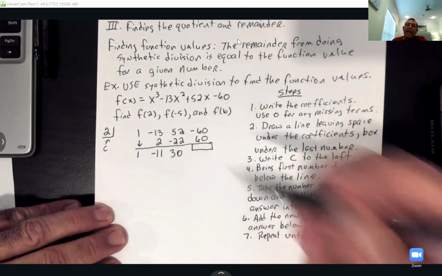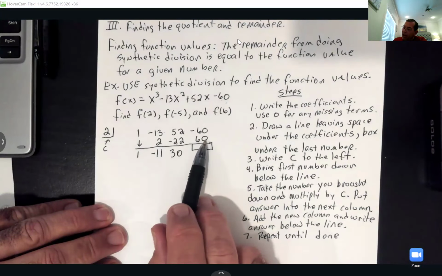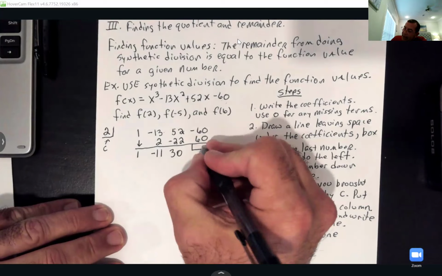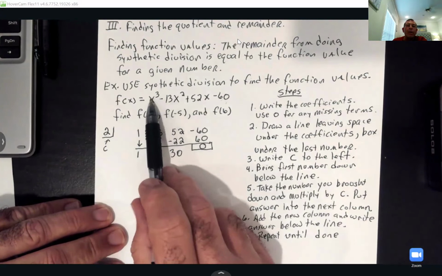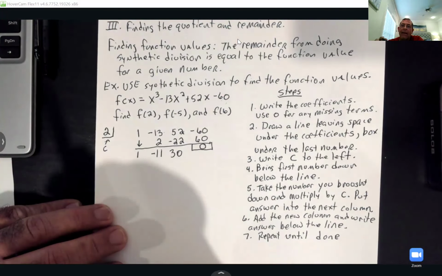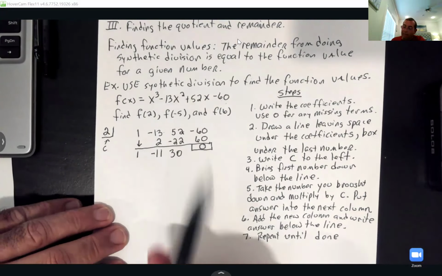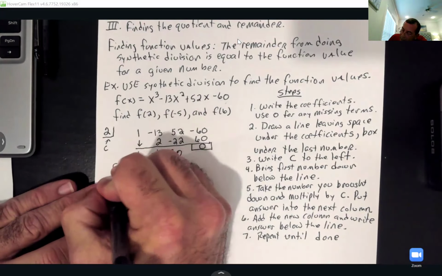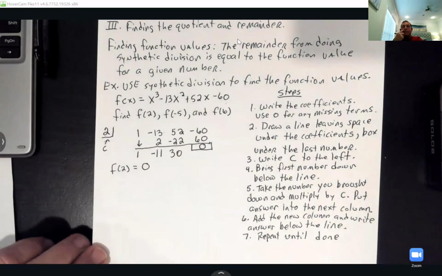Once we add this last column, we will have what f of 2 equals. And y'all look at that. 60 and negative 60 gives me a 0. So that means if you plug a 2 into this polynomial for those x's and did all your order of operations, it's going to equal 0 when you're done. So y'all, here we go. F of 2 equals 0.